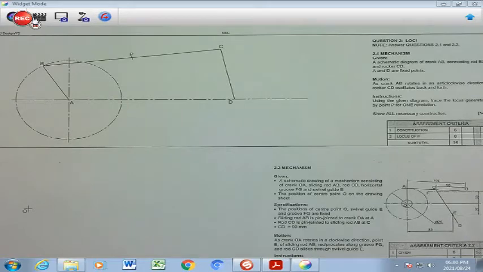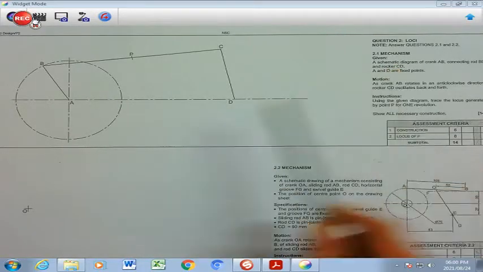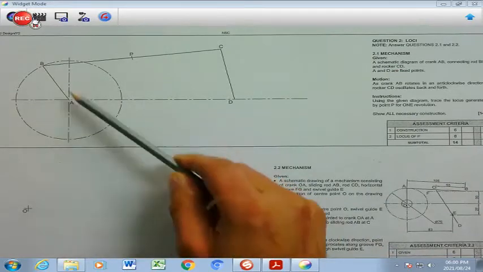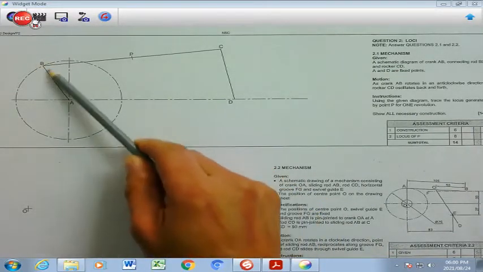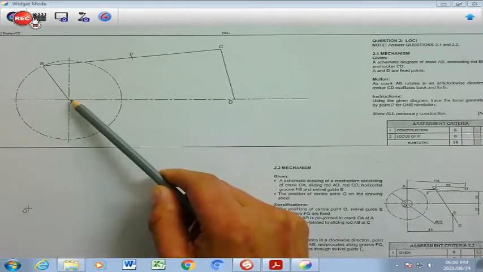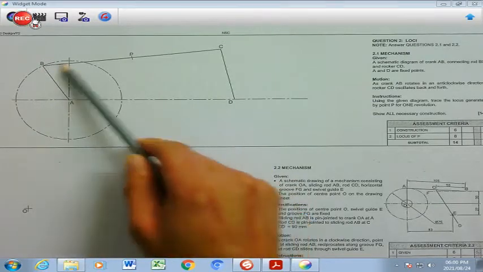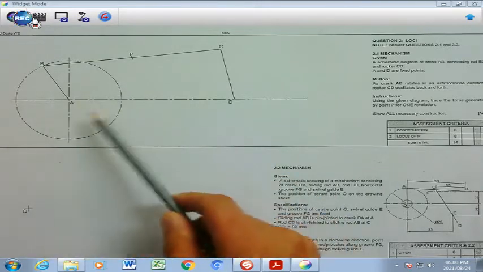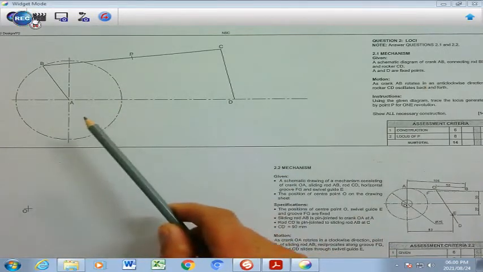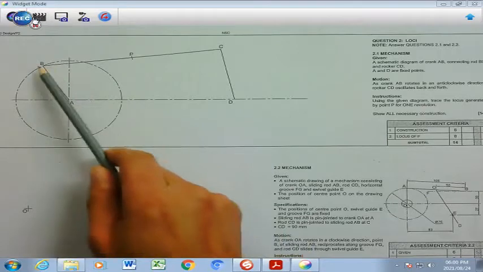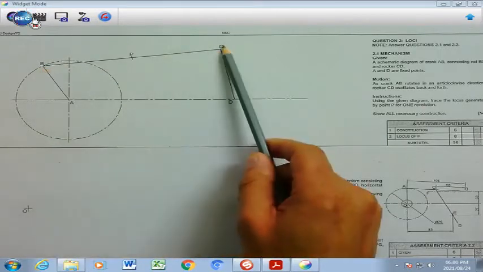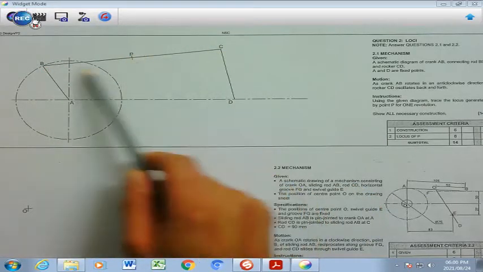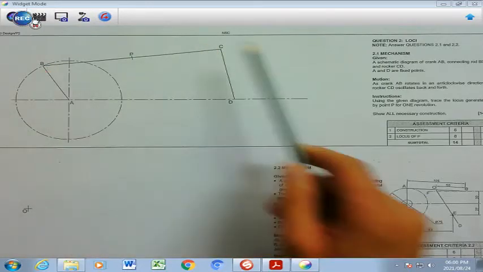Grade 12, so let us look at another loci mechanism. What is given to us is a schematic diagram of a crank AB, which rotates around its own axis here. You will see that circle is the motion, the phantom that it creates. And then there's a connecting rod BC, and of course there's P on rod BC.